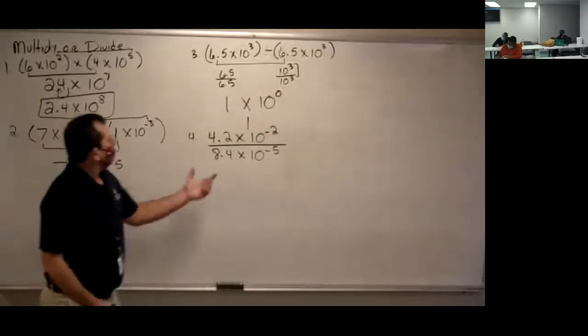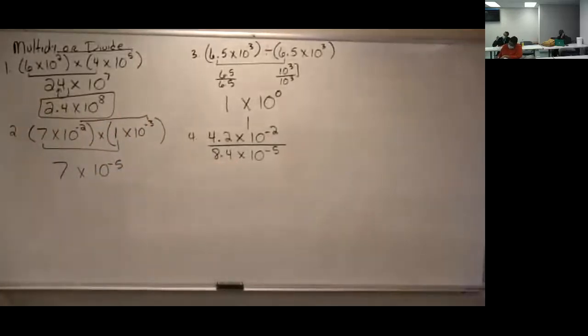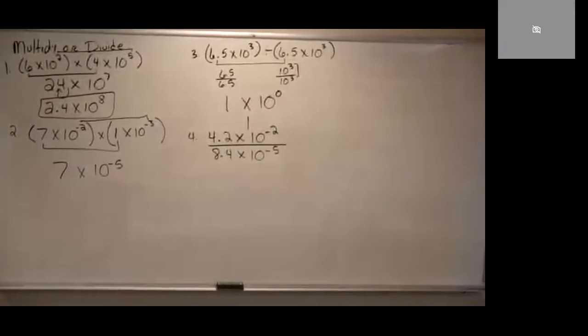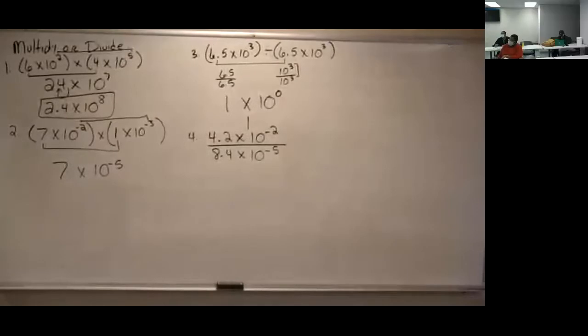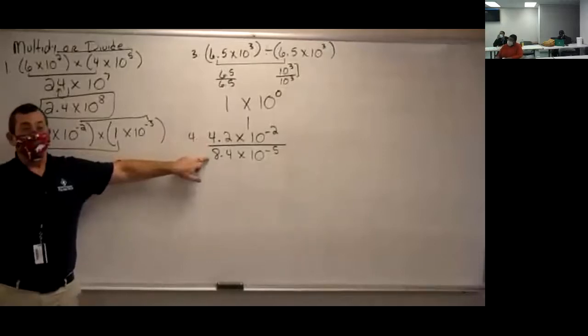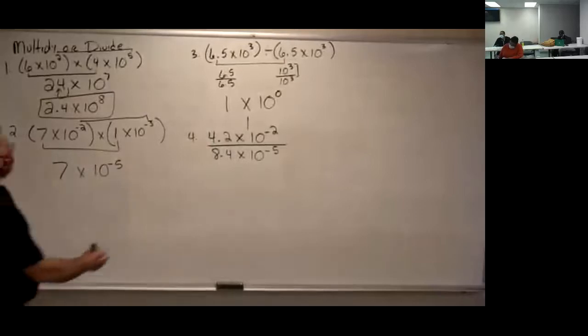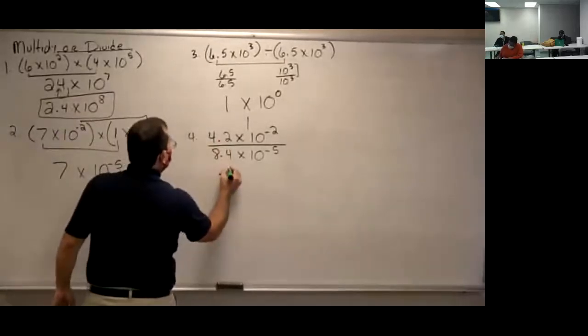So if you want to hit that on the calculator, do the 4.2 divided by 8.4. So divide this one by that. You're on the right track. Instead of a 2, it'd be a 1/2, which is 0.5. So when you divide this, you get a 0.5.